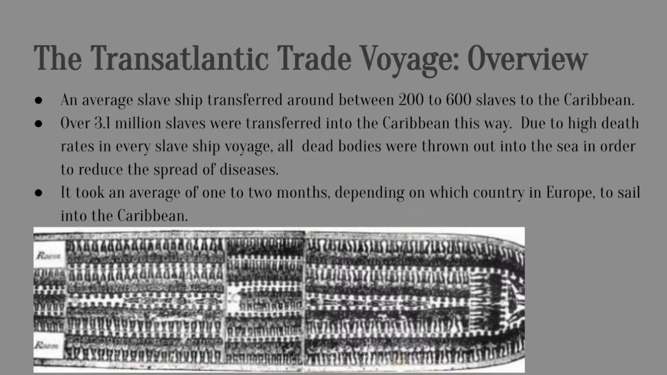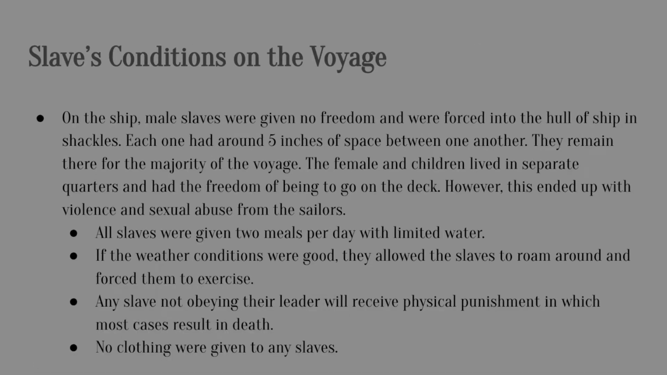Voyage to the Caribbean islands. The overview. An average ship transferred around between 200 to 600 slaves into the Caribbean island. In that timeline, over 3.1 million slaves were transferred this way, and due to the high death rates in every slave ship voyage, all dead bodies were thrown out into the sea in order to reduce the spread of diseases. It took an average of 1 to 2 months, depending on which country in Europe, to sail into the Caribbean islands. The slave conditions on this voyage.